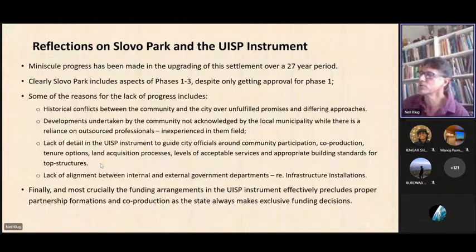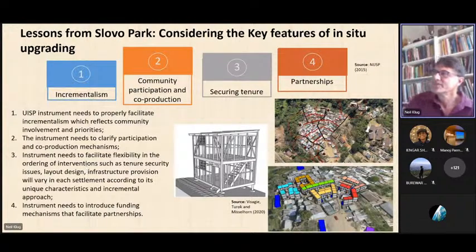So finally, and most crucially, the funding arrangements in the UISP instrument effectively preclude proper partnerships and co-production, as the state always holds the purse strings and makes exclusive funding decisions. So whether it be appointing consultants or whatever, the community are never party to any of that. There's a real lack of transparency in these processes. So what are the lessons from Slovo Park in terms of this instrument?